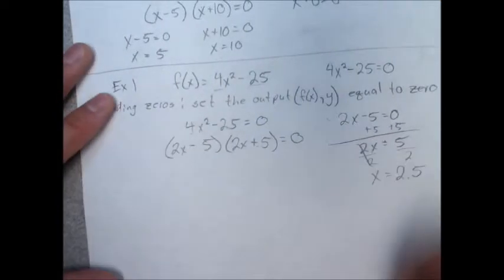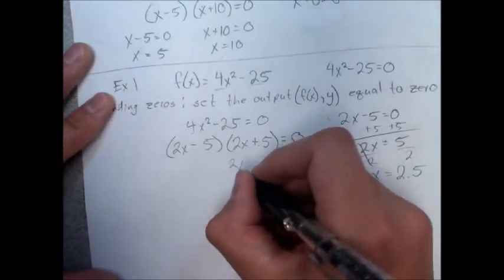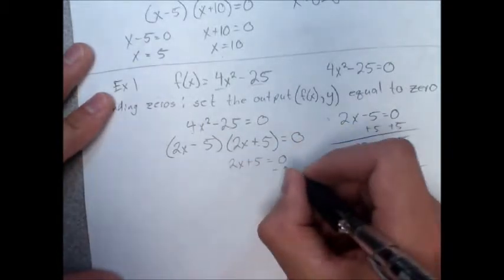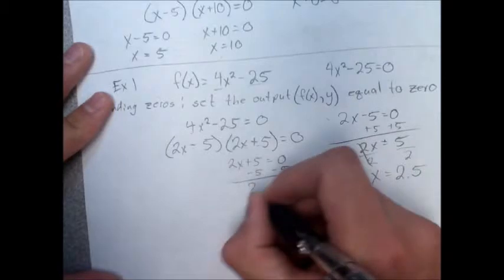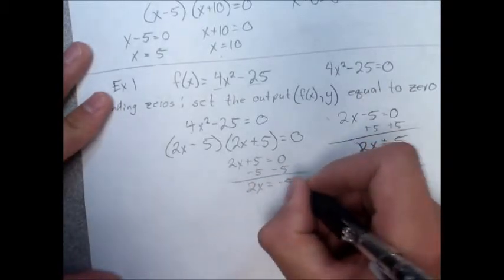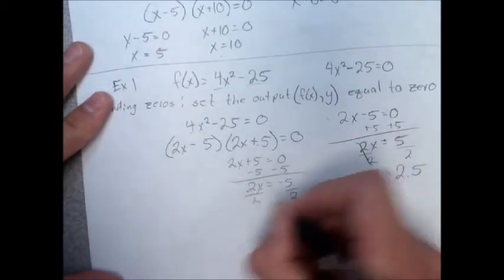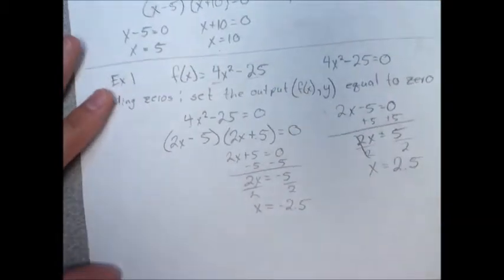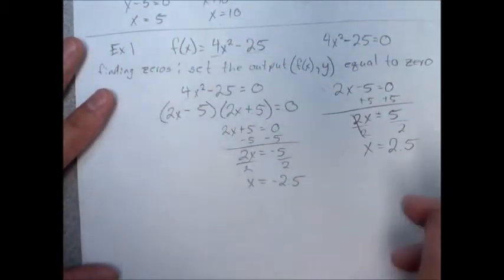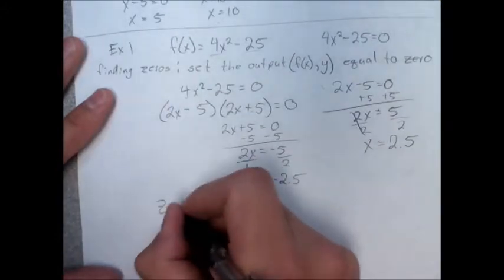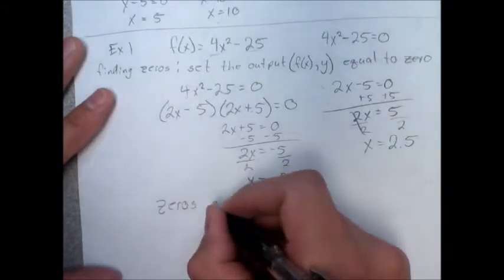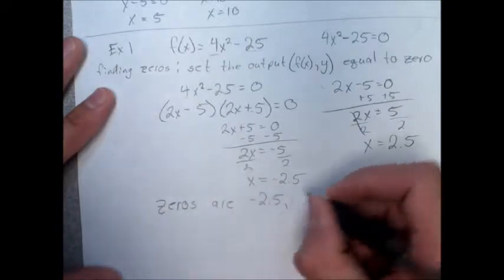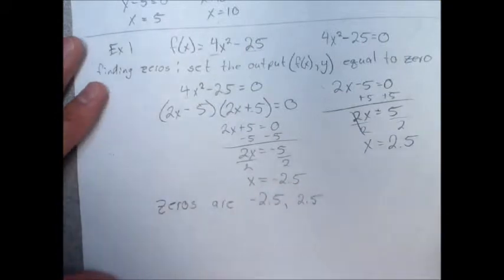Okay, going back to the other one, I can set 2x + 5 equal to 0. I subtract 5 from both sides. I'm left with 2x equaling negative 5. Divide by 2, same concepts happened. x equals negative 2.5. So my zeros are negative 2.5 and positive 2.5.